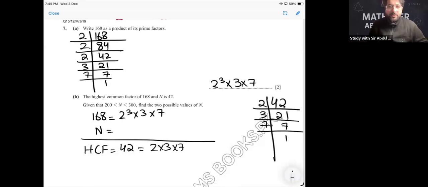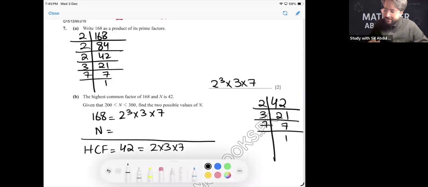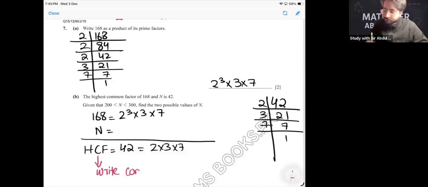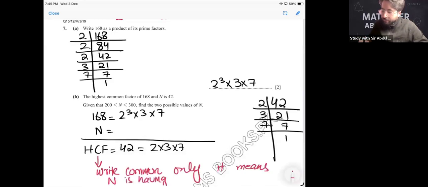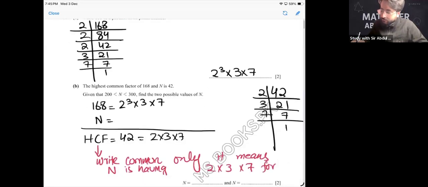Yes, sir. Now, please pay attention, everybody, to find out the value of n. You need to remember what I taught you in the beginning of this lesson: HCF is what? Right, common value, right, common only. It means n has 2 times 3 times 7 for sure. Agree? Yes. So I can write 2 times 3 times 7 for sure.